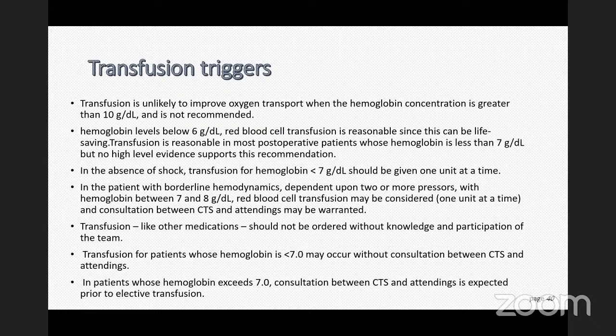Transfusion, like other medication, is an important statement: it should not be ordered without the knowledge or participation of the whole team, the ICU and the anesthesia. So it's not just adding some units to the patient because of low hemoglobin. Unless the hemoglobin is less than 7, that may occur without consultation between anyone. In patients whose hemoglobin exceeds 7 grams per deciliter, consultation between the cardiothoracic surgeon and the attending is expected prior to elective transfusion.